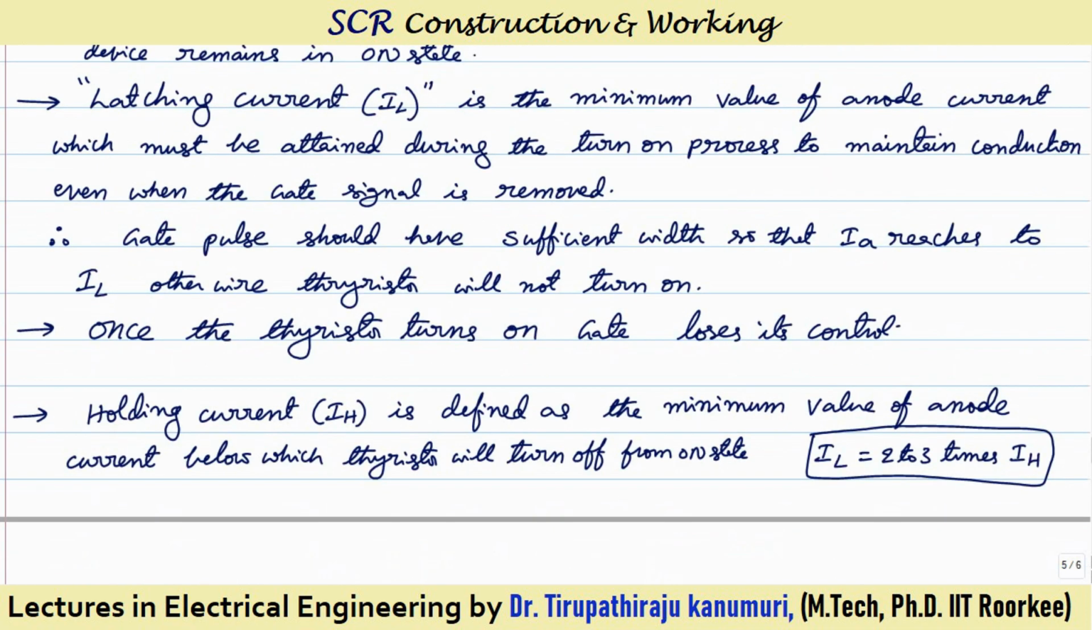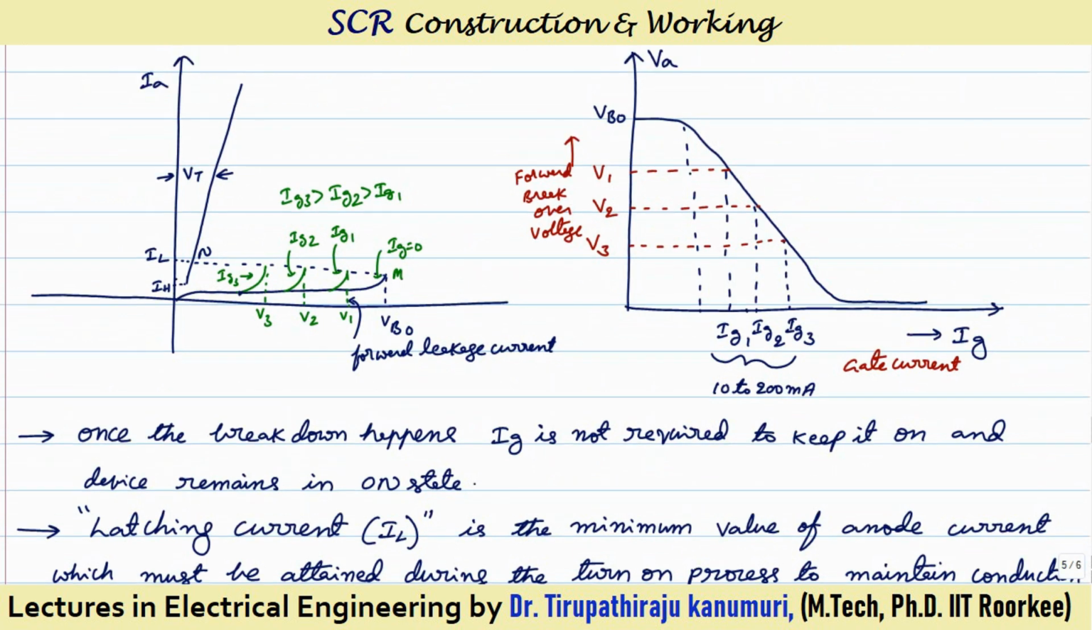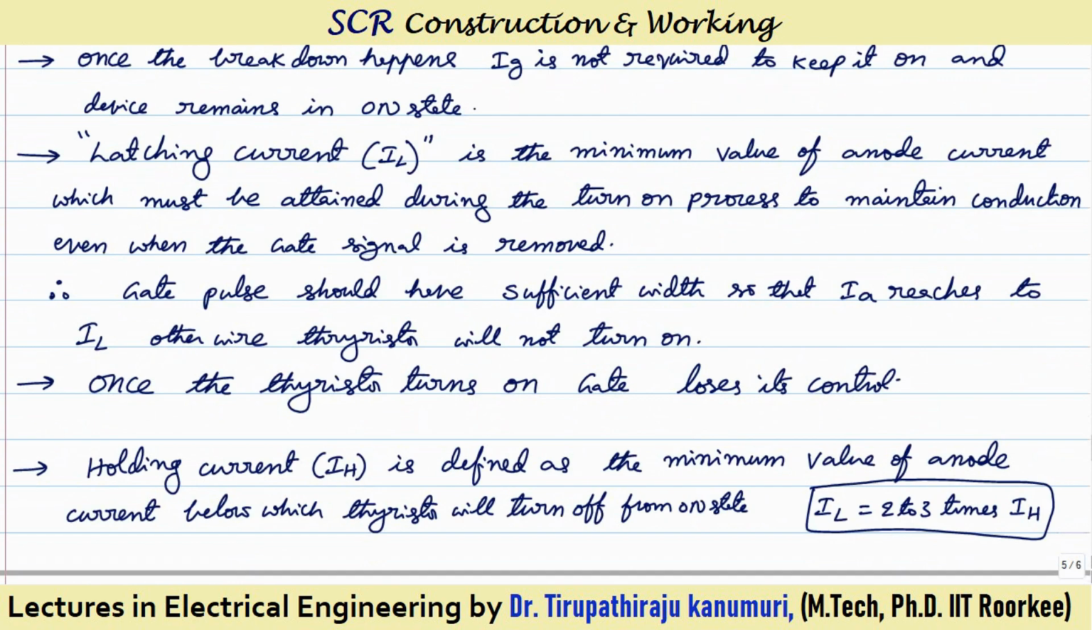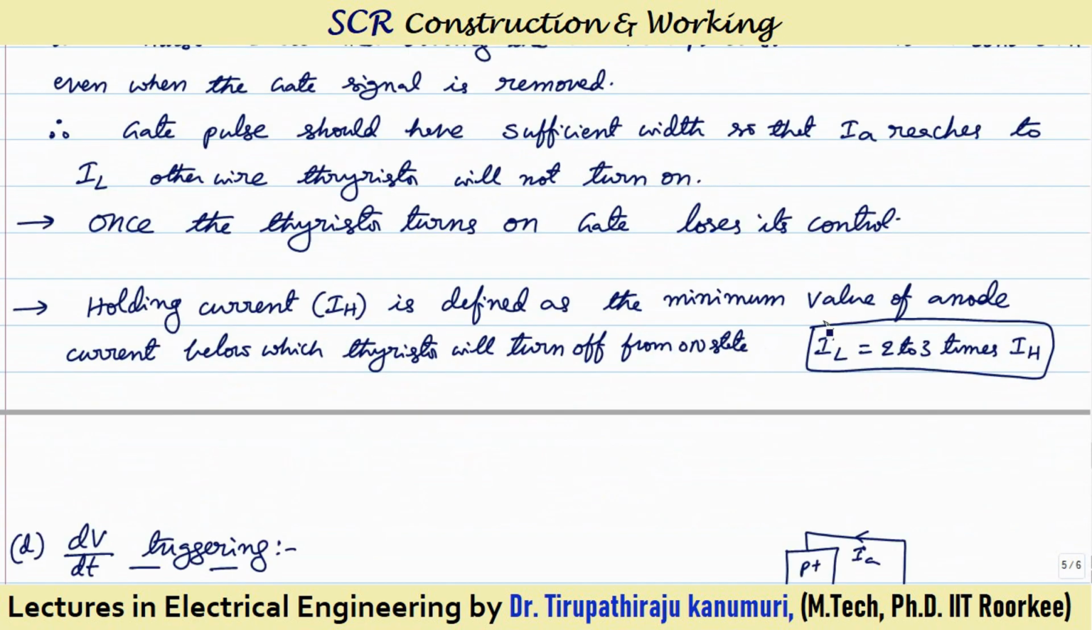If you want to turn off your thyristor, you can turn it off only if the current is below some value called the holding current. Only if the current is less than the holding current can it be turned off. Practically it is observed that the value of the holding current is very less compared to the latching current, or we can say the latching current is 2 to 3 times the holding current.